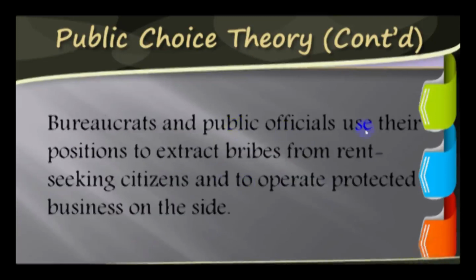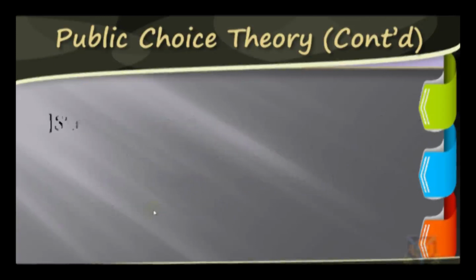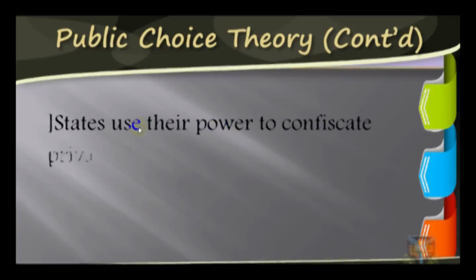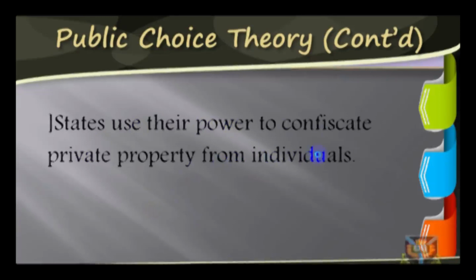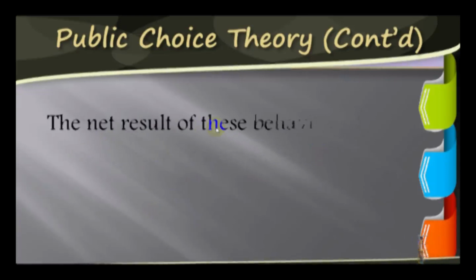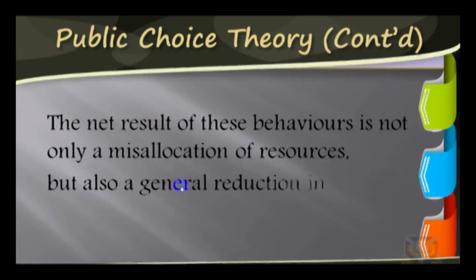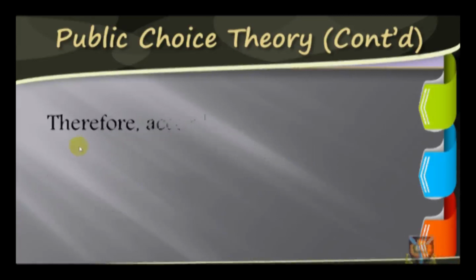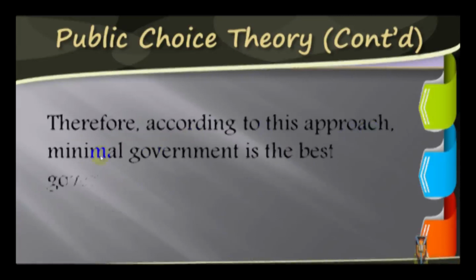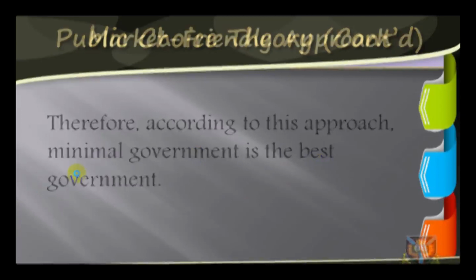Bureaucrats and public officials use their position to extract bribes from rent-seeking citizens and to operate protected businesses on the side. States use their powers to confiscate private property from individuals. The net result of this behavior is not only a misallocation of resources, but also a general reduction in individual freedoms. Therefore, according to this approach, minimal government is the best government.